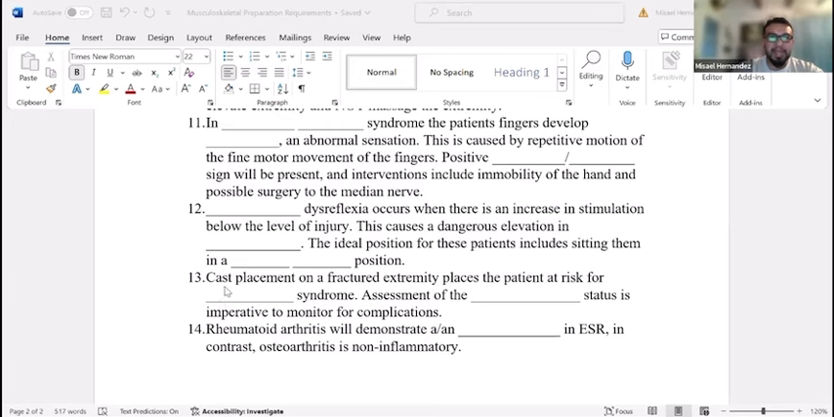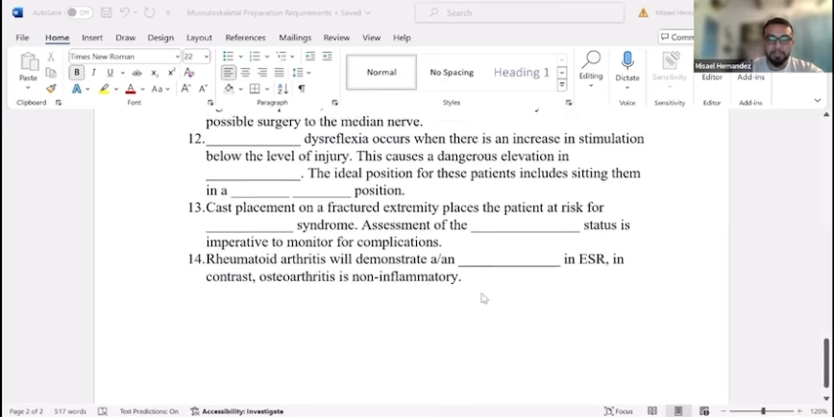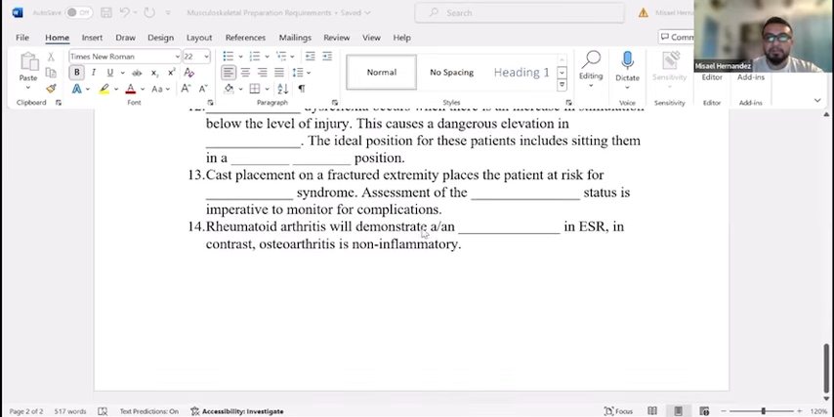Number 13, cast placement on a fractured extremity places the patient at risk for blank syndrome. Assessment of the blank status is imperative to monitor for complications. Rheumatoid arthritis will demonstrate an blank in ESR. In contrast, osteoarthritis is non-inflammatory.